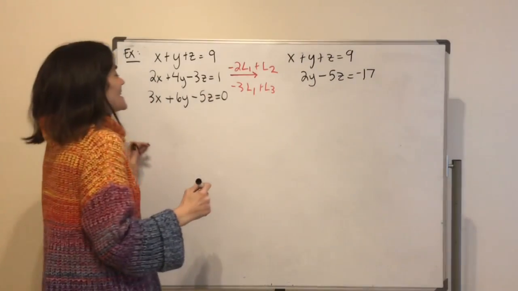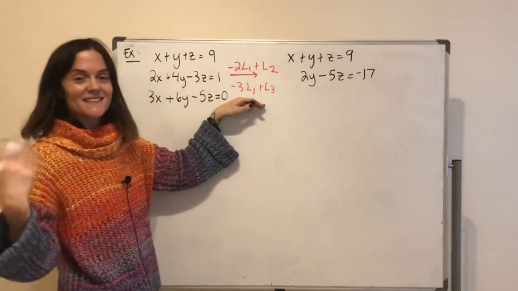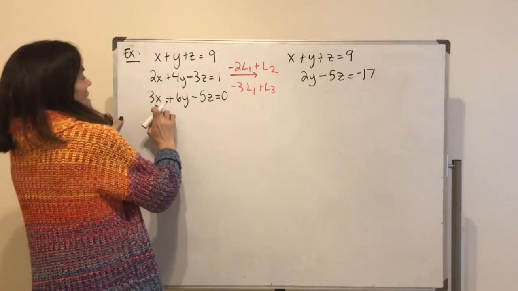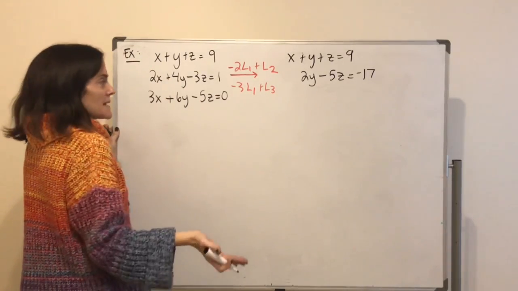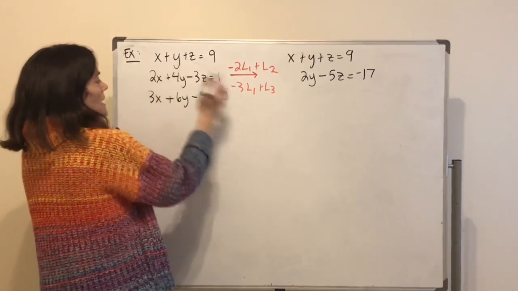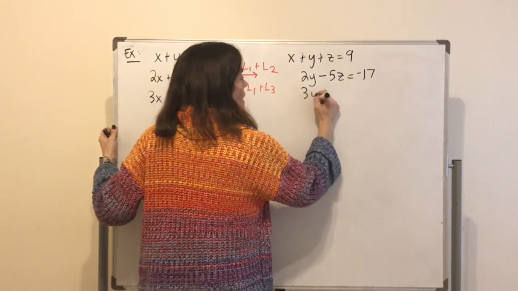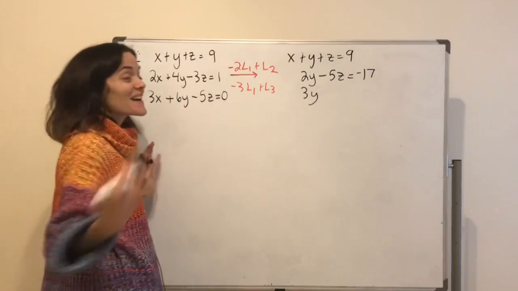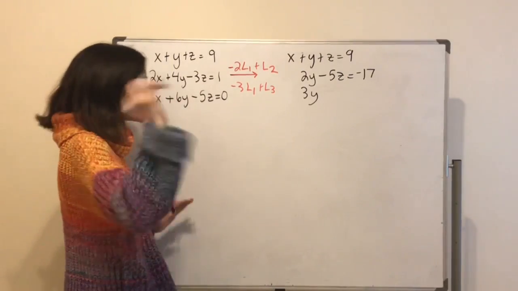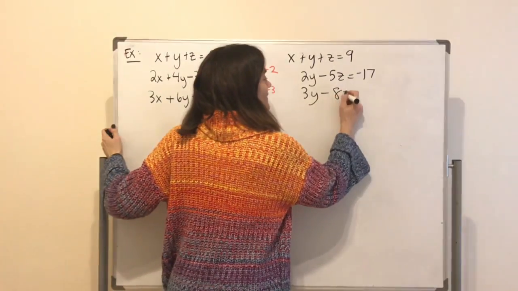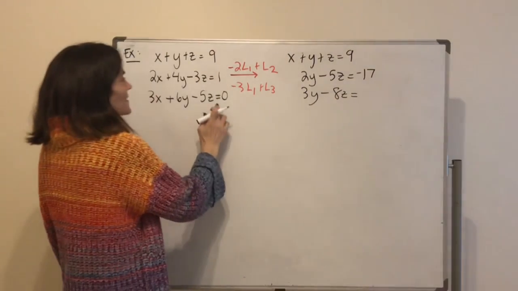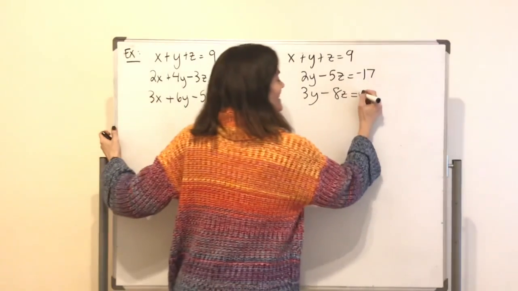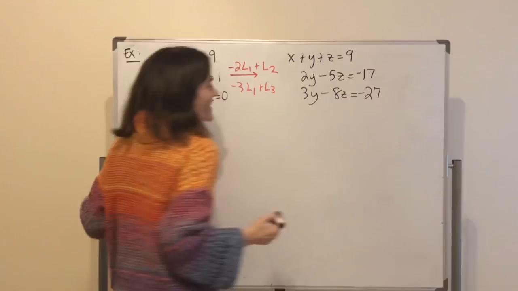Okay? Now we do this, right? We get 3 minus 3, eliminated the x. We have 6 minus 3, or 3y. We have minus 5 minus 3, negative 8z. And finally, we have 0 minus 27, negative 27.